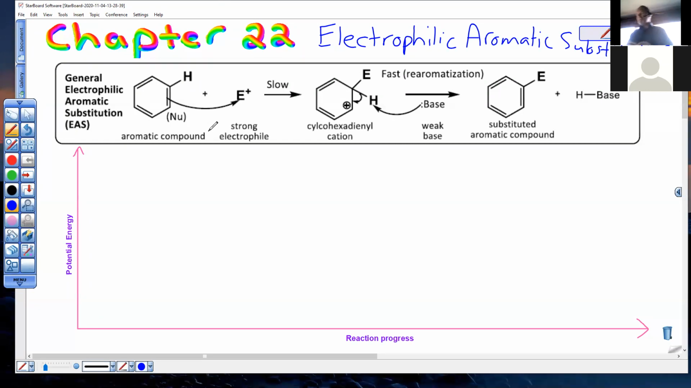And you remember that was good for 152 kilojoules per mole of energy for 6 pi electrons. That meaning that these 6 pi electrons are 152 kilojoules per mole more stable than any individual 6 pi electrons that are not interacting with each other. So that's a lot of stabilization.